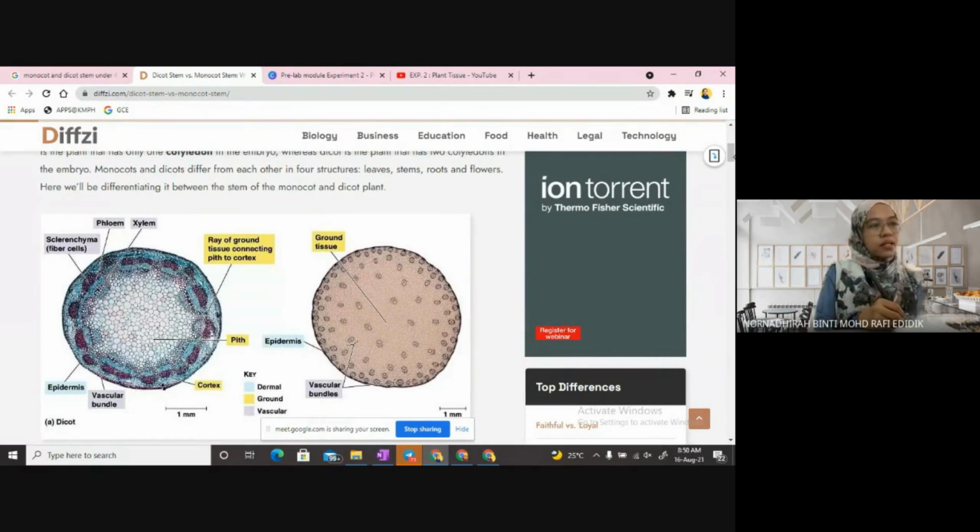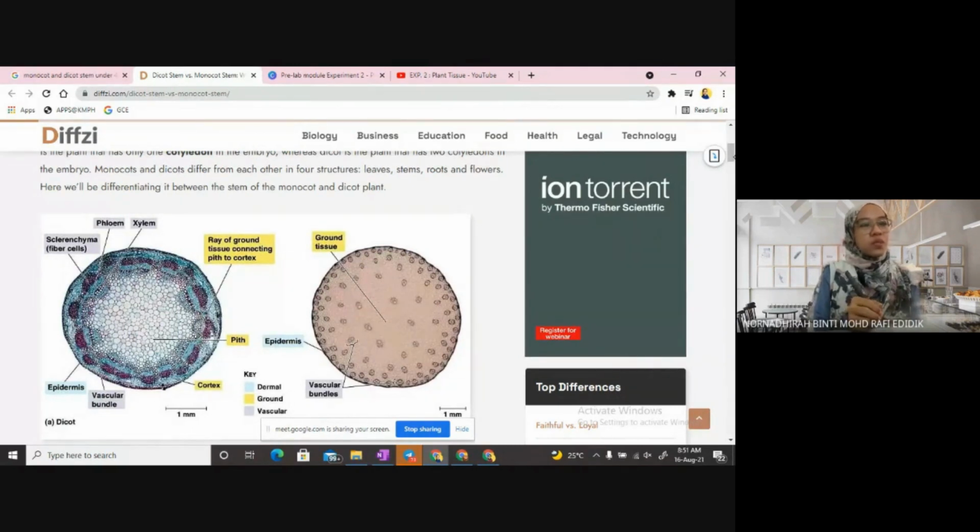Cortex adalah area di mana di antara dermal tissue and vascular tissue biasanya kat sini tengah-tengah. Okay, and then kita boleh nampak pith. Pith ni adalah ground tissue actually kat sini. Boleh nampak sclerenchyma, collenchyma, parenchyma. Tengoklah apa tisu yang ada pada pith ni di tengah-tengah. Sebenarnya you have to identify. So ground tissue adalah dekat tengah. Kat sini lah ada parenchyma, sclerenchyma, collenchyma dan vascular tissue kat sini, vascular bundle kat sini dia scattered.